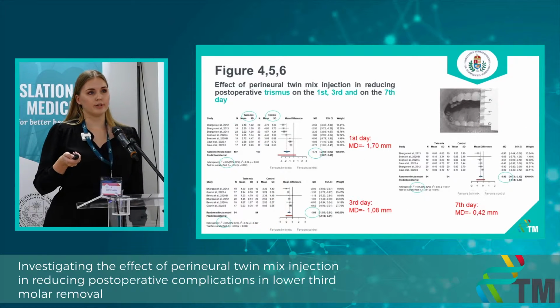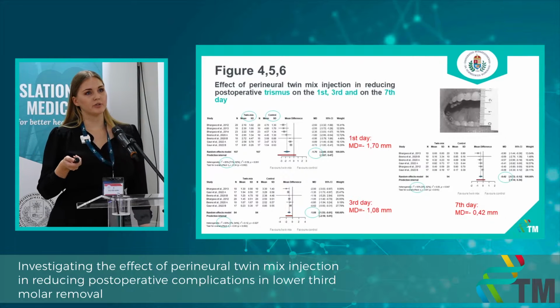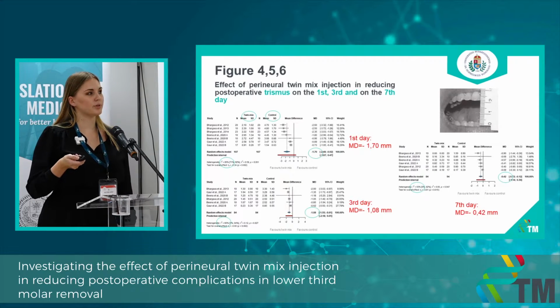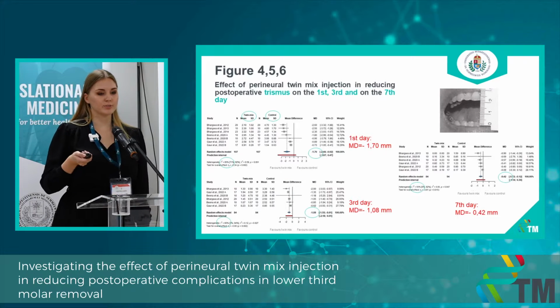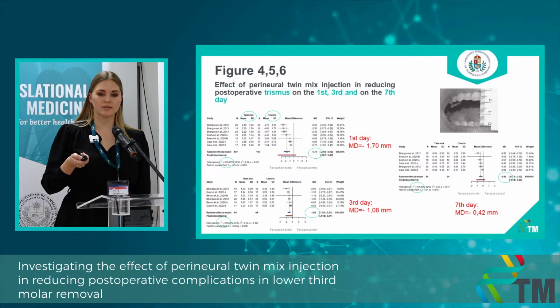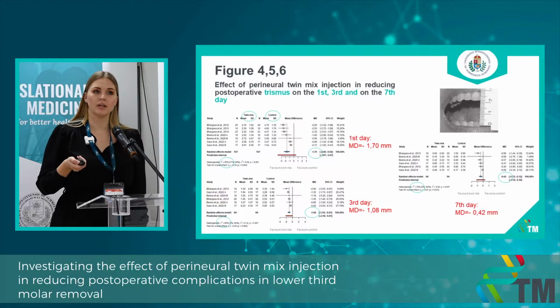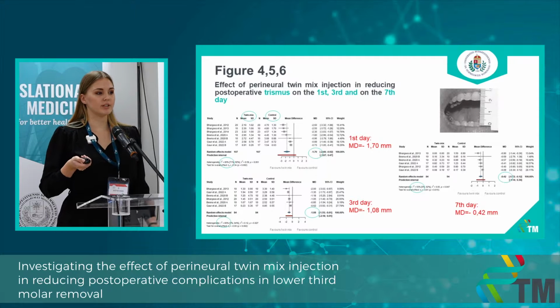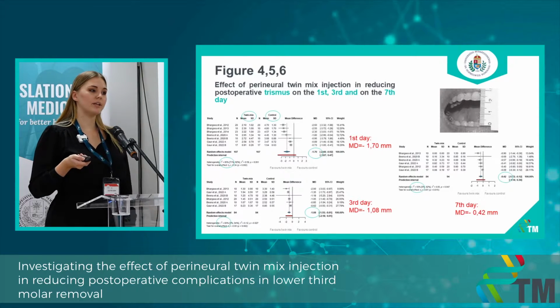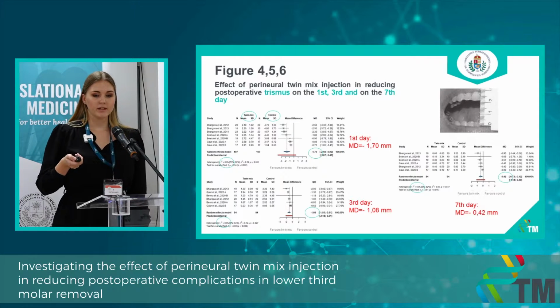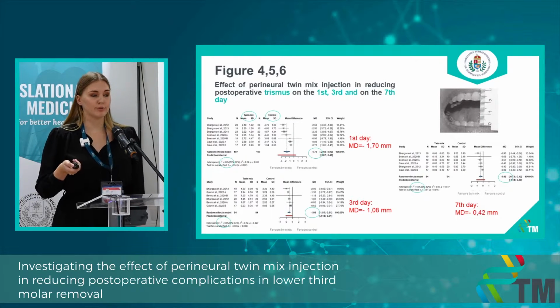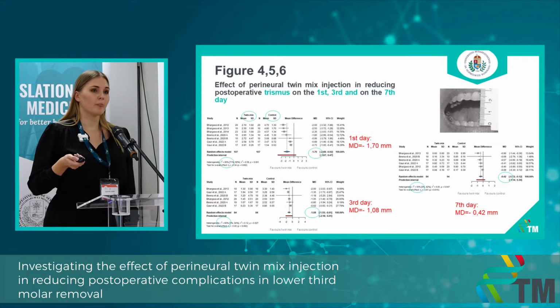My next 3 figures are investigating the effect of perineural twin mix injection in reducing postoperative trismus on these days. The trismus is also an important outcome because it largely determines the life quality after the surgery. If there is a mouth opening limitation, then eating and speaking become difficult, and the maximum mouth opening becomes painful due to the muscle tension.